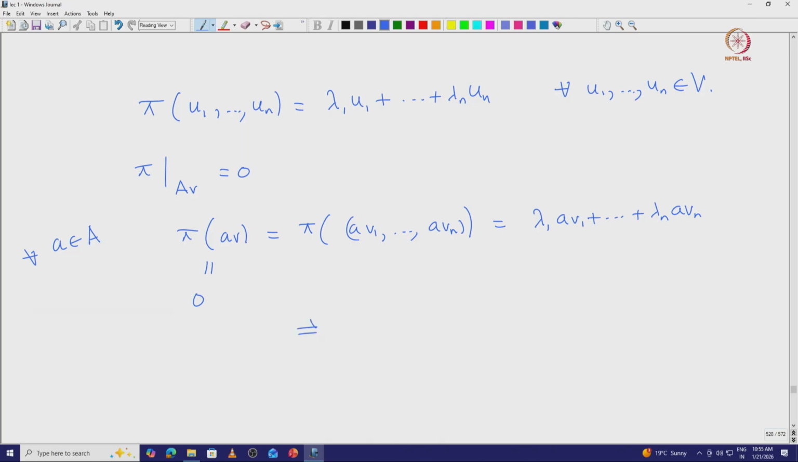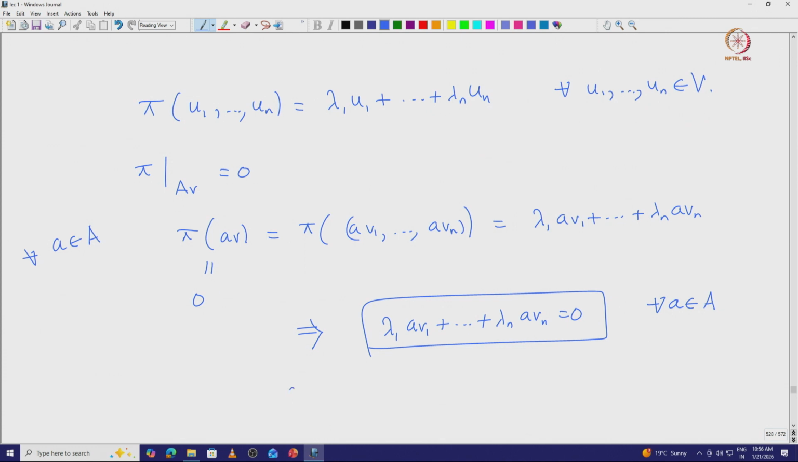So, that tells you that lambda_1 a v_1 plus etcetera plus lambda_n a v_n is indeed 0, and this is 0 for all a in capital A. But since A is unital, I can take small a to be the unit element in C G. So, that would imply that we have a linear relation among v_1, etcetera, v_n.